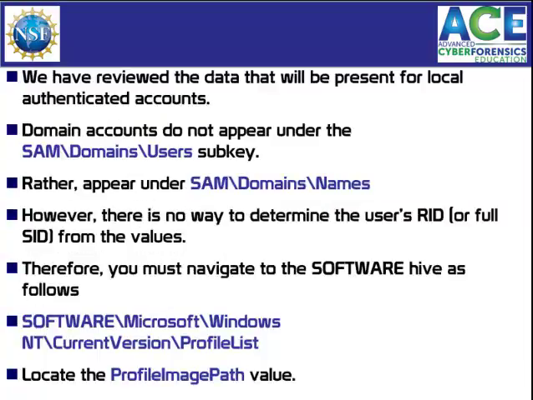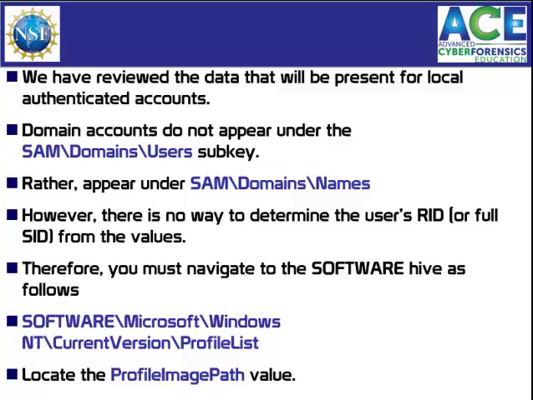So we've talked about the accounts that authenticate locally, but when you have a domain account, they may not appear underneath the SAM domains and users subkey. Rather, they appear under SAM domain and names in plain text, but you're unable to garner the user's SID or even the RID from this particular subkey. So you have to navigate to the software hive and go to the path on the screen, which is Software, Microsoft, Windows NT, not Windows, but Windows NT, CurrentVersion, and then ProfileList.